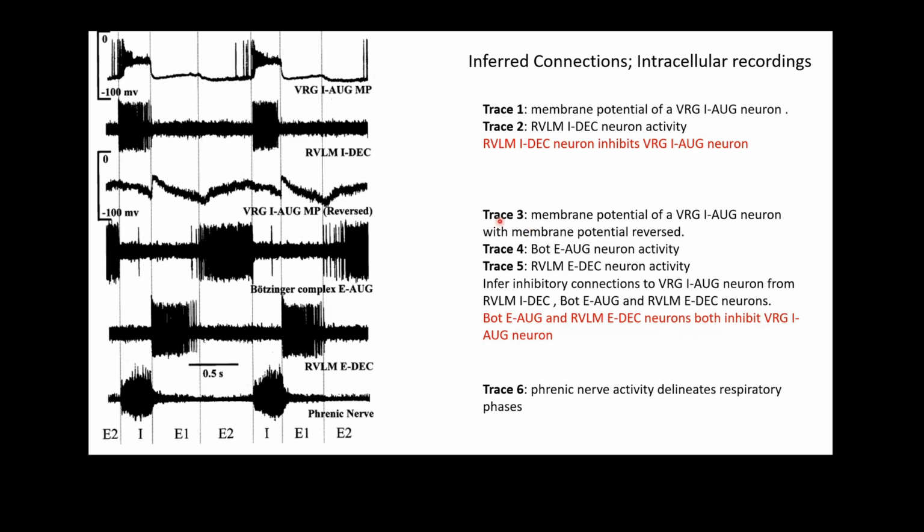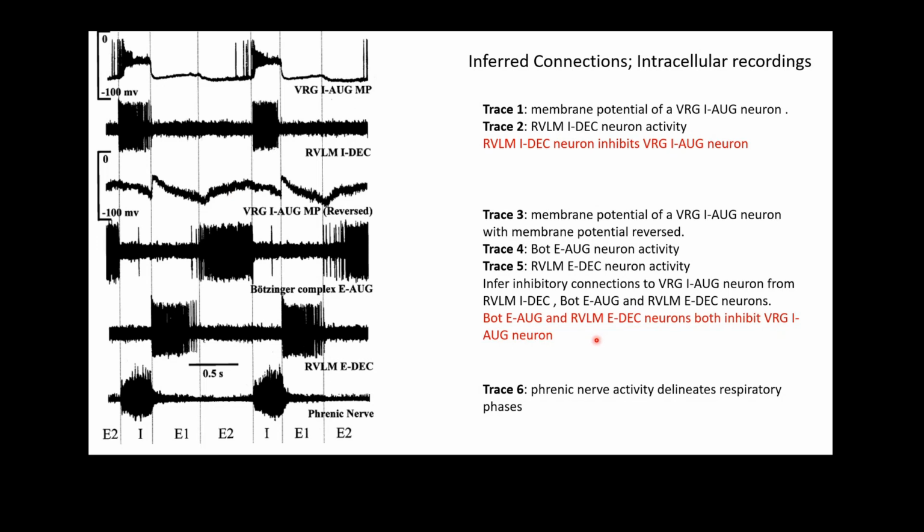Here's trace three. That's the membrane potential with the reverse. Trace four is a Bötzinger expiratory augmenting neural activity right there. And trace five is a rostral ventral lateral medulla expiratory decrementing neuron. You can see the decrementing firing pattern. And you can see that corresponds here. And this corresponds to this.